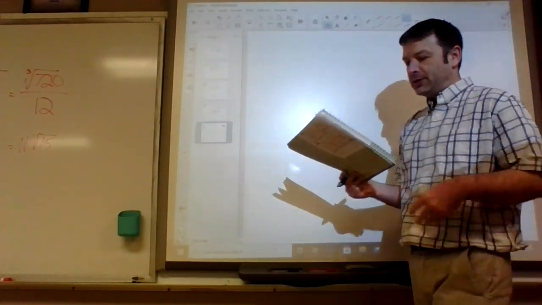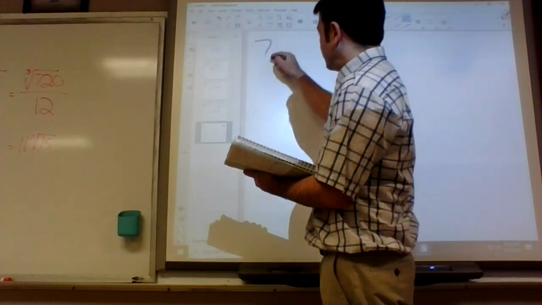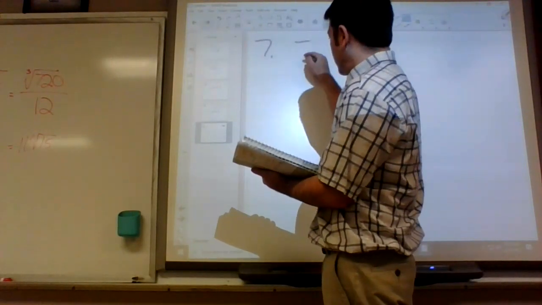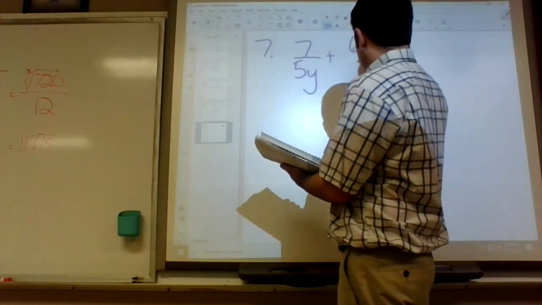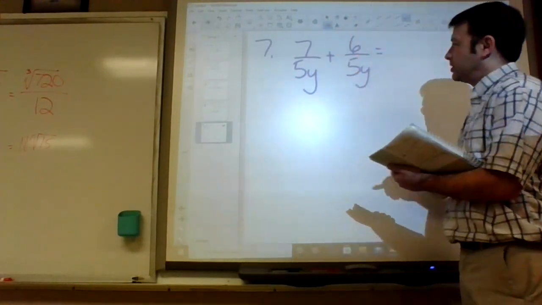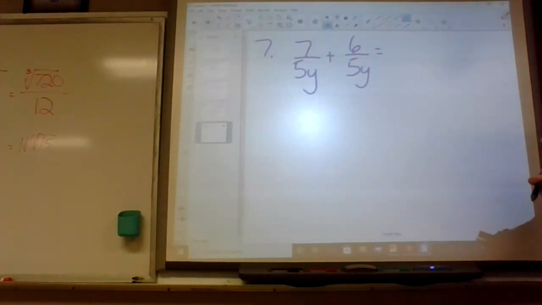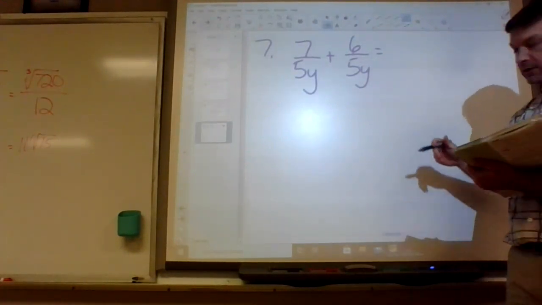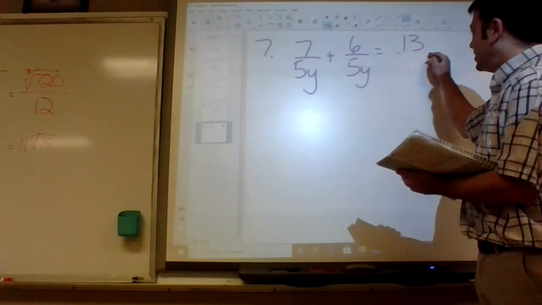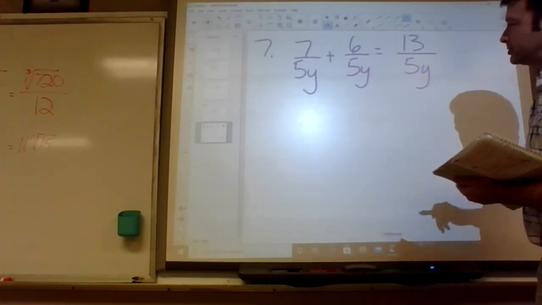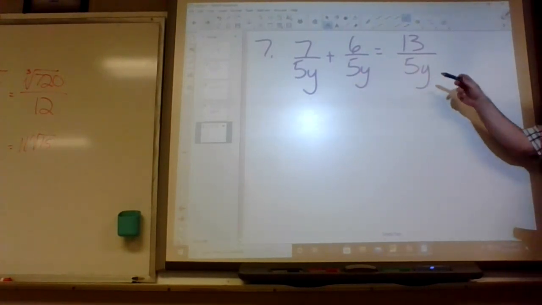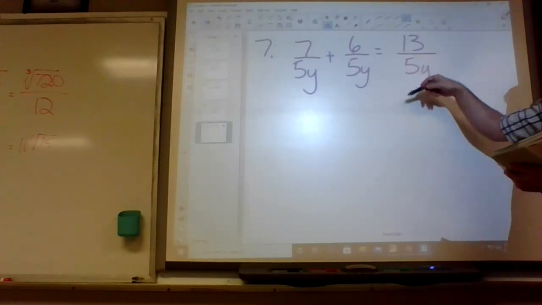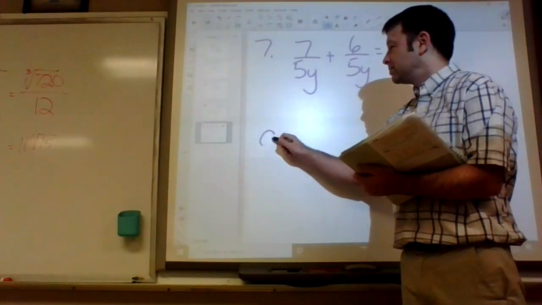Is it ready to add together? Yes, because there's already a common denominator. So what's it going to be? 13 over 5y. Yeah, when you're adding and subtracting, the denominator doesn't change. It just stays 5y. You should check at the end, does it reduce? Does it reduce? 13 and 5? No. That's it.